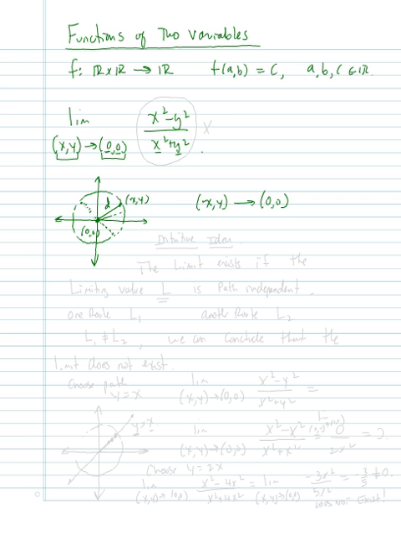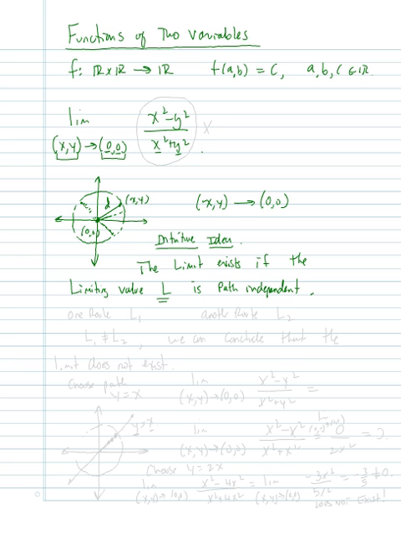So a very intuitive notion, and this is an intuitive idea, is that the limit exists if the limiting value, which we denote as L, is path independent. What does that mean? It means that whether you take this route, or this route, or this route, the value that you achieve must be the same.